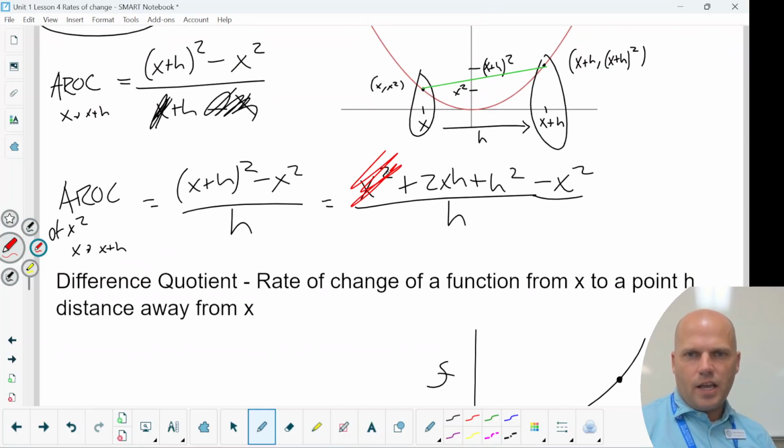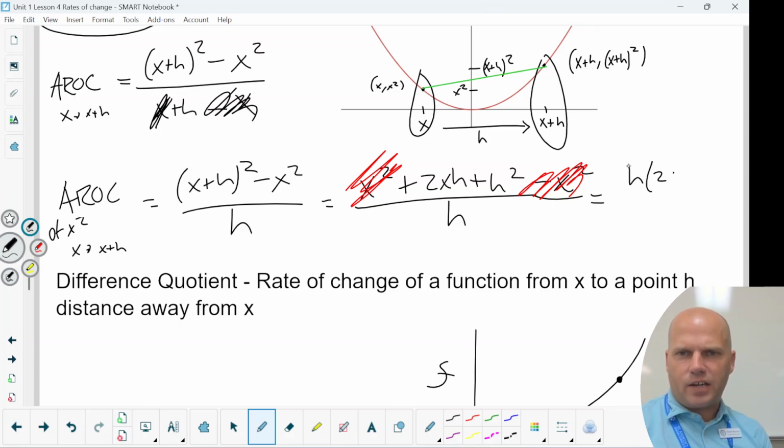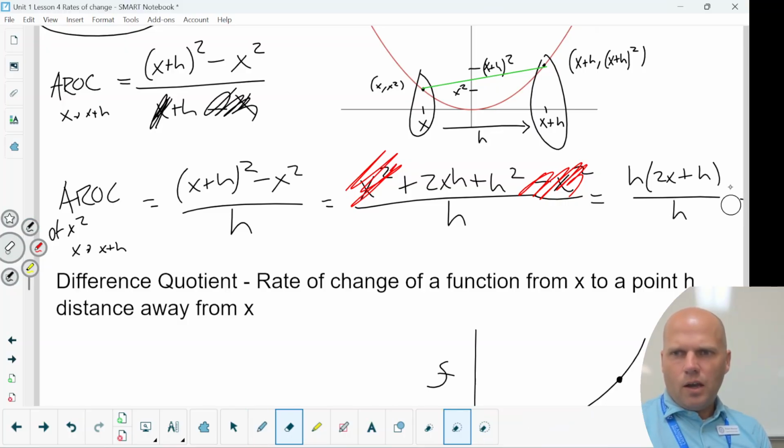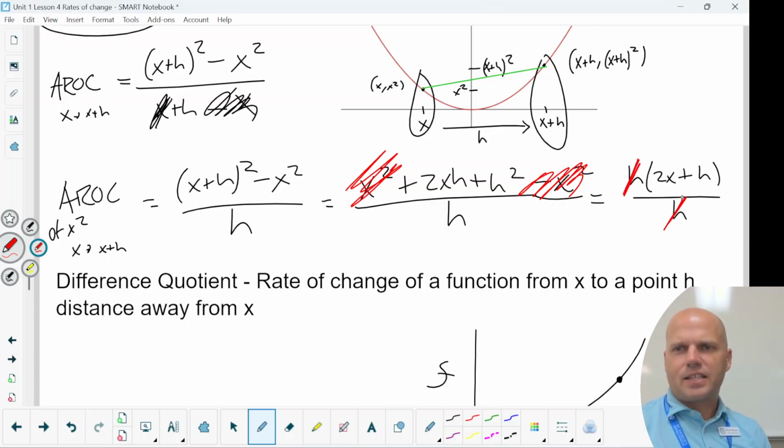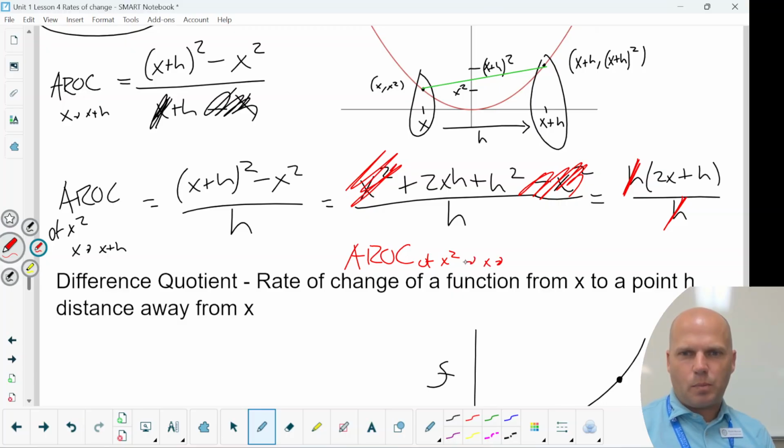Cool. And then, what else do we notice? Oh, look at that. The x squareds cancel. Cool. What else do we notice? Both of these have an h that I could potentially factor out. What do we notice now? Oh, I have an h that can be divided out of the top and bottom. And all of a sudden, I'm going to need more space. I have an average rate of change formula of x squared from x to a point h distance away from x, to x plus h.